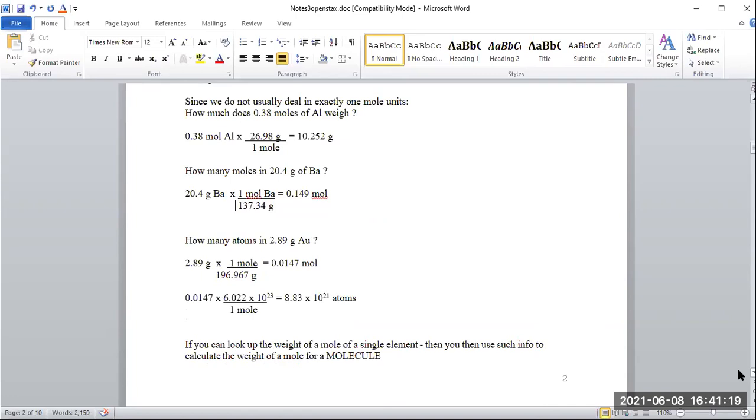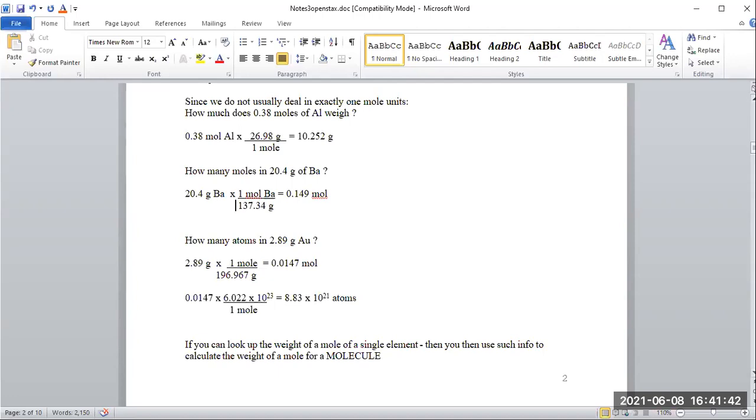Sometimes you need to go from grams to atoms or back. It has to be done in 2 steps. Now, it is up to you whether you want to link those two steps together or do it as 2 separate steps. I did it as 2 separate steps here in my example.